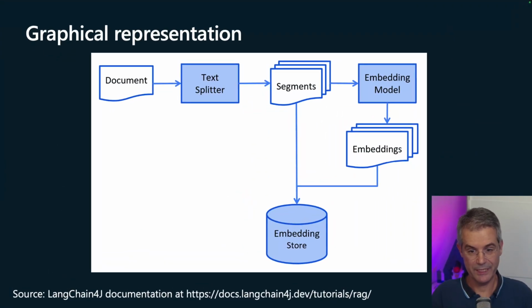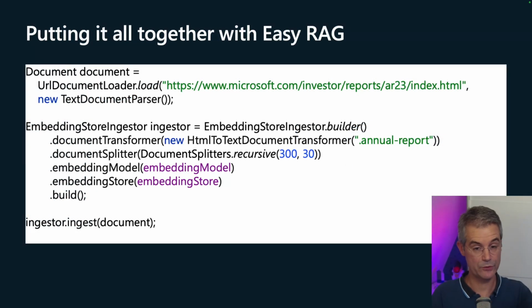To put this in a graph, what we have just seen is that you take a document and split it into segments. The segments are transformed into embeddings, so into vectors, and then you feed those vectors, as well as the original text, into an embedding store. Seems easy. Here is how it's done with LangChain4J, and we're going to execute this in a few minutes.